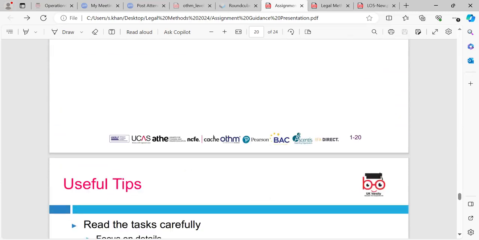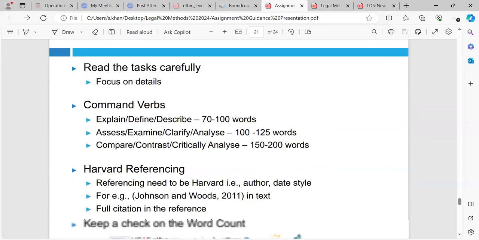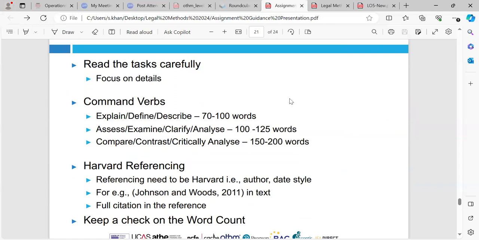General guidelines, useful tips: read the task carefully. Focus on the details. Make sure you have got headings for each task. The command words here: explain, define, describe, 70 to 100 words; assess, examine, clarify, analyze, 100 to 125 words; compare, contrast, critically analyze, 150 to 200 words.